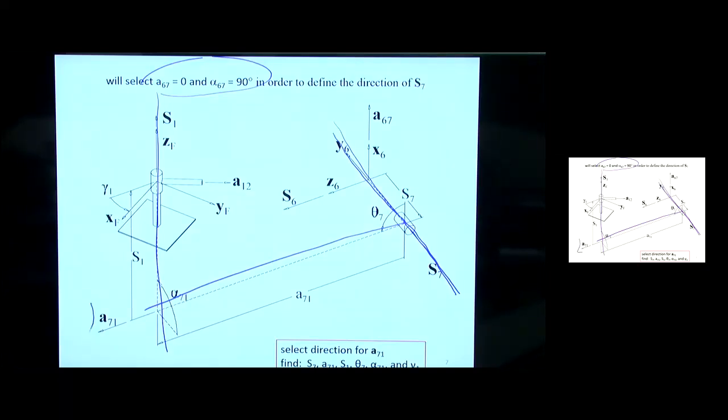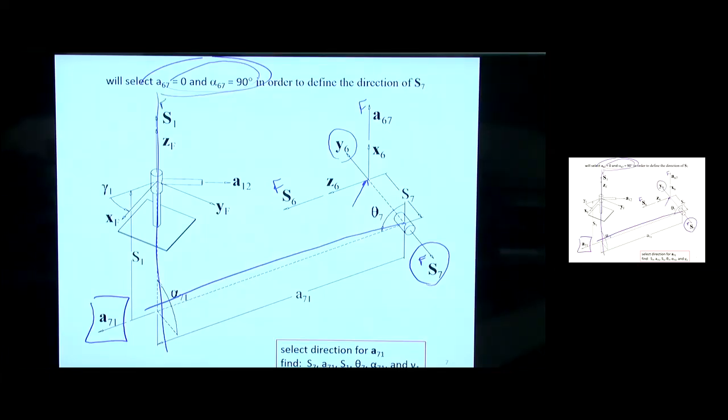First thing I need to do, though, is pick a direction for A71. It's going to be a unit vector. And basically, what's the direction? It has to be perpendicular to S7 and S1. Based on our choices, do I know that in the fixed? I know that point in the fixed. Do I know this in the fixed? Yeah. Turns out to be the negative, the direction of that because of our alpha. So I know that in the fixed.